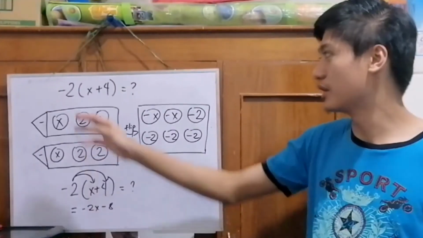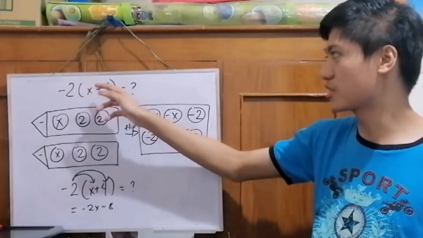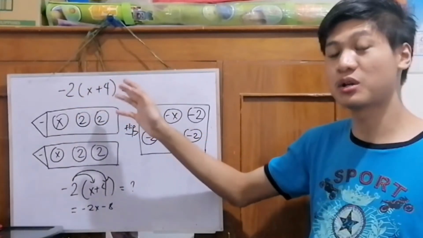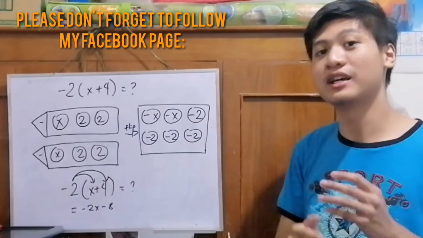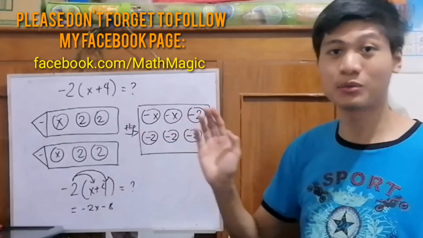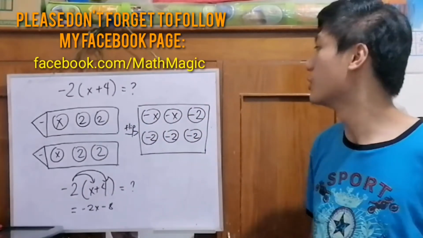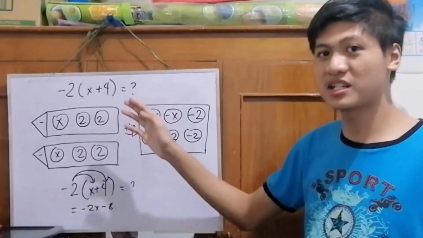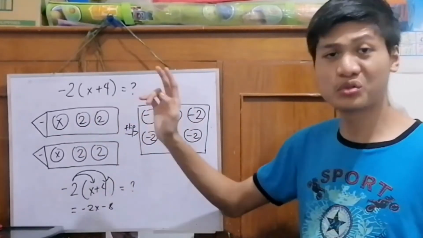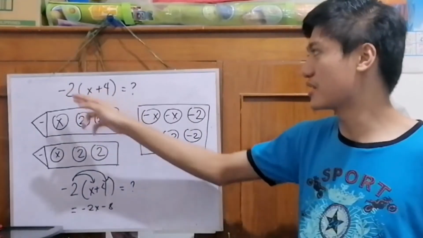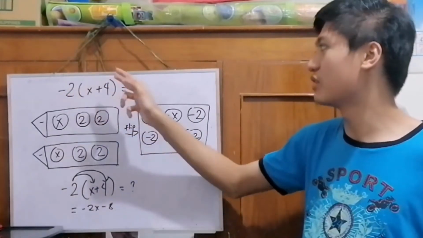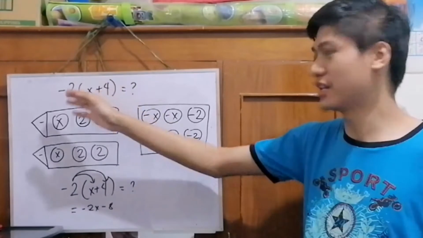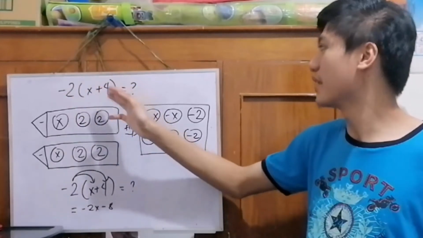So right now I have here negative 2 multiplied by the quantity of x plus 4, which is actually a problem that I gave you in the past video, and we're going to have it right now in this video. So here's its representation using algebra disk. To represent it easily using algebra disk, all we have to do is just read this problem as the negative 2 groups of x plus 4. Again, the negative 2 groups of x plus 4.